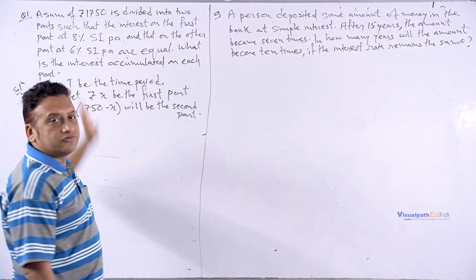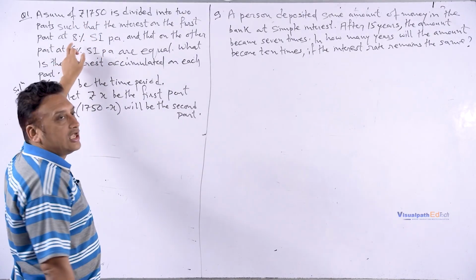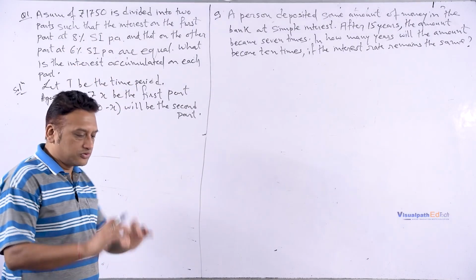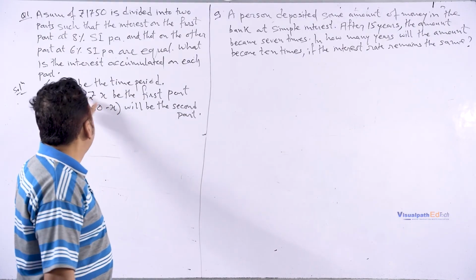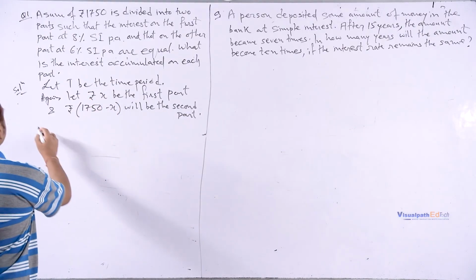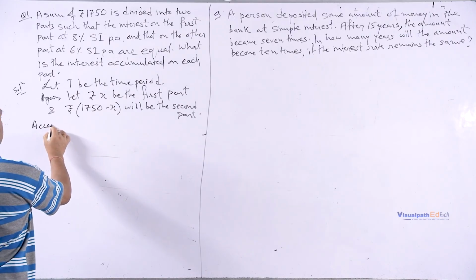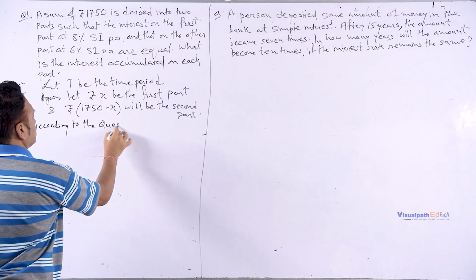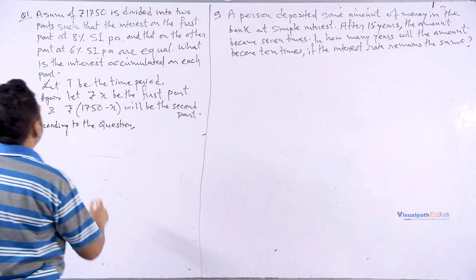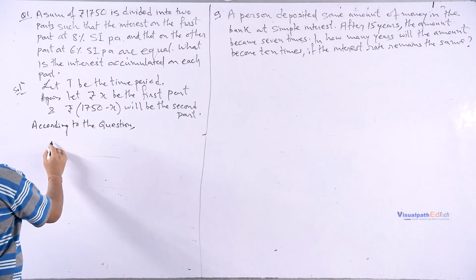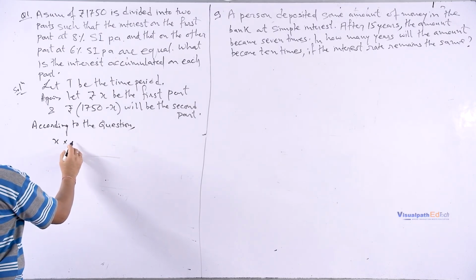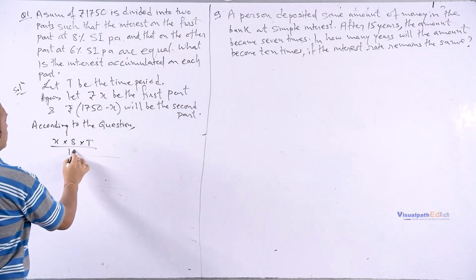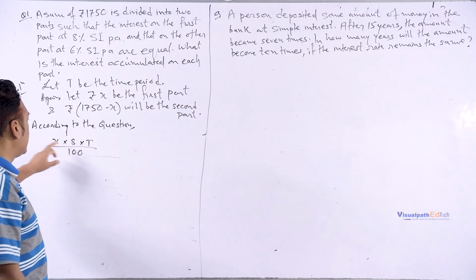Okay. Now, the next information says that the first part at 8% simple interest is exactly equal to the second part at 6% simple interest. So, we can form an equation. We have taken the time period to be T. According to the question, P is our X, into R is our 8, into time is our T, divided by 100. This is the simple interest on the first part at 8%.